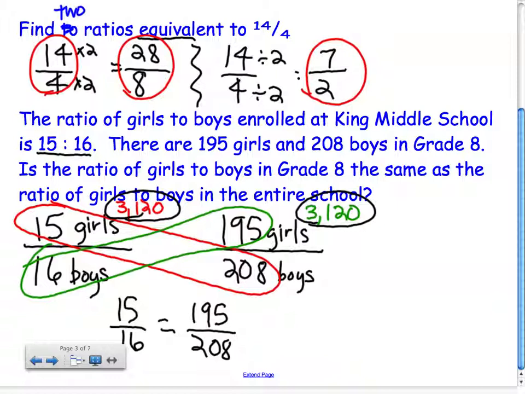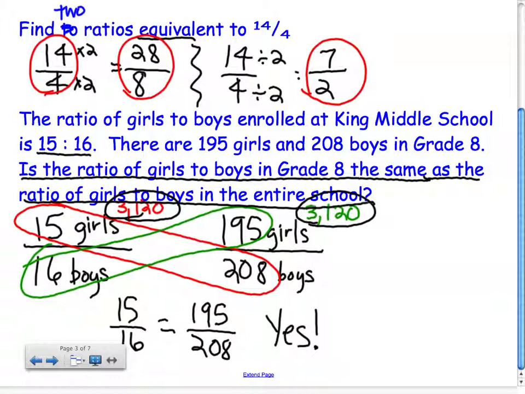So yes, that ratio is the same. Here's our question: is the ratio of the girls to boys in grade 8 the same as the ratio of girls to boys in the entire school? Our answer is yes, based on our cross multiplying.